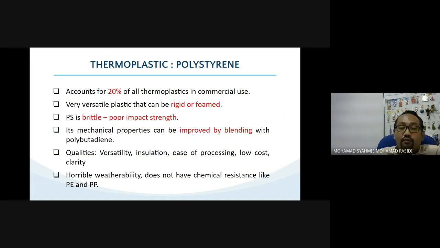The qualities of polystyrene are usually versatility, insulation, ease of processing, low cost, and clarity. However, it has poor wearability and does not have chemical resistance like PP and PE. So we can see that polystyrene itself is not chemical resistant. What happens if you take, let's say, benzene or petrol, gasoline, and you put polystyrene inside? You can see that polystyrene will dissolve in this chemical. This is why we say polystyrene does not have any chemical resistance.